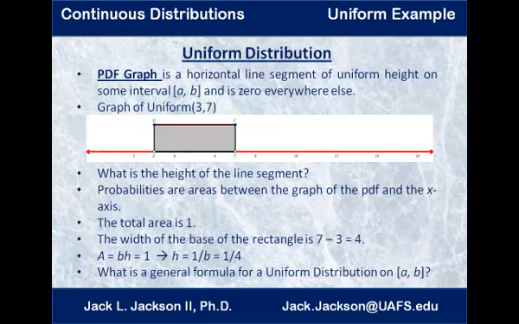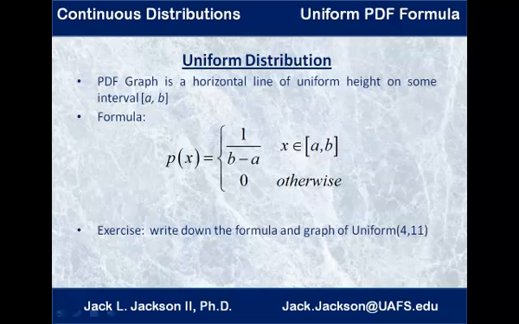Okay, well, we're back. All we have to do to figure this out is, where the 7 is, we replace it by B, and where the 3 is, replace it by A. And so we know that the PDF of x, P of x, is 1 over B minus A. Because what is that B minus A? That's the width of the bottom of that rectangle, or the base of that rectangle.